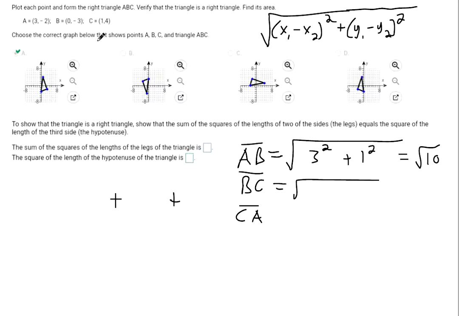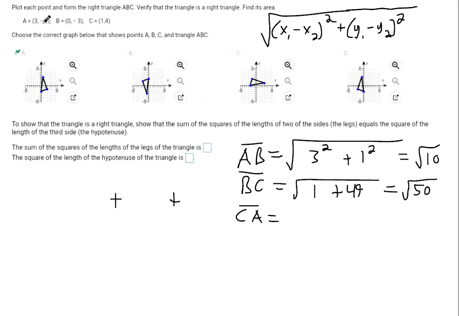Same thing for between B and C. 1 subtracted by 0 is negative 1. If you square that 1, that just makes 1. I'm kind of doing all these steps at once here. And then if we got y coordinates, negative 3 minus 4 makes negative 7. Negative 7 squared makes 49. So that distance is square root of 50.